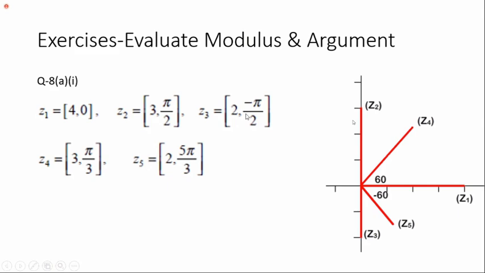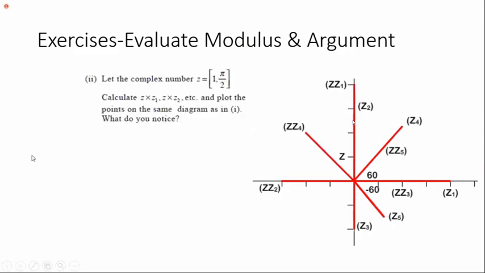Remember, when the complex number is given in polar form, you can plot it. Question number 4, 3, pi by 3. This is distance 3, angle 60 degrees, pi by 3. The other one is 2, 5 pi by 3, which means 300 degrees. 300 means the other way, minus 60, right? This is the Argand diagram.